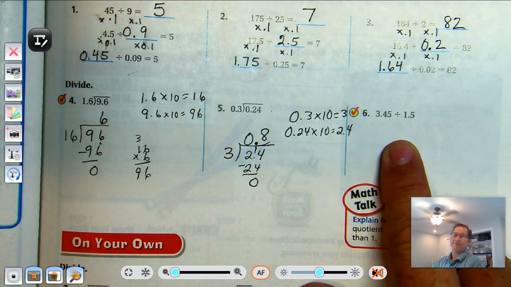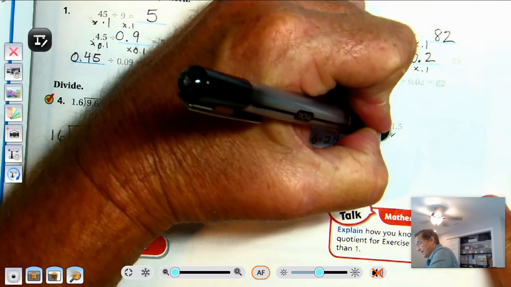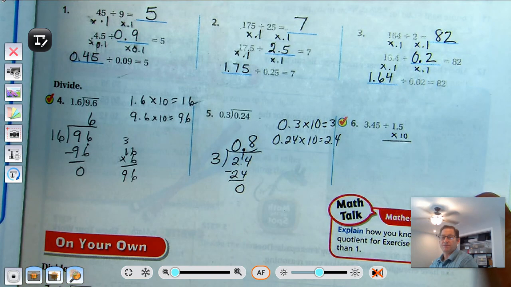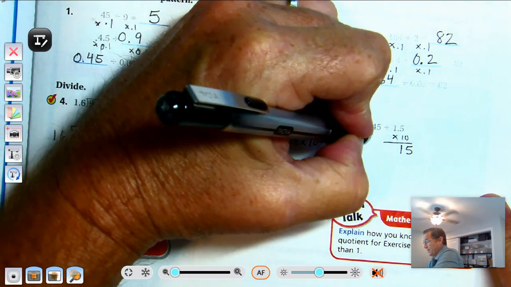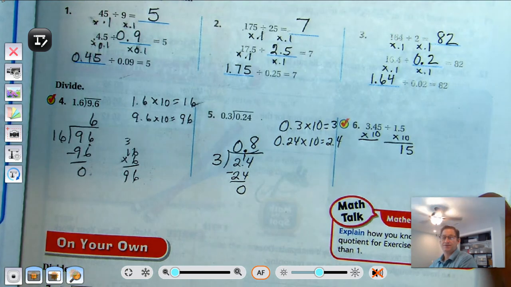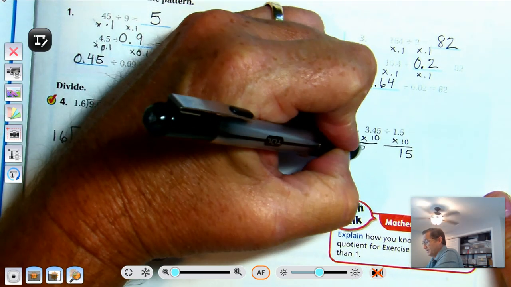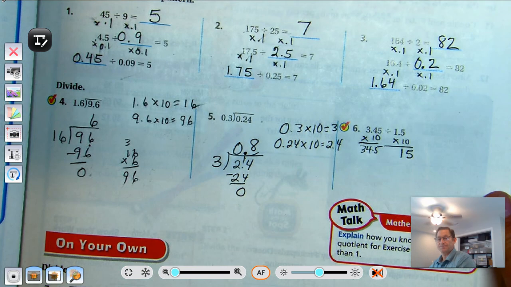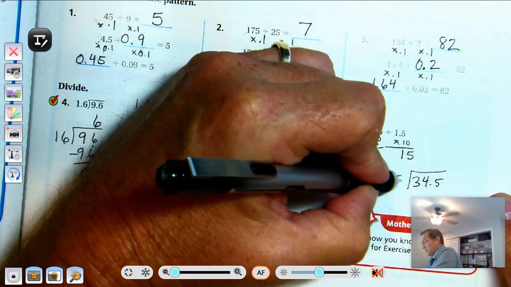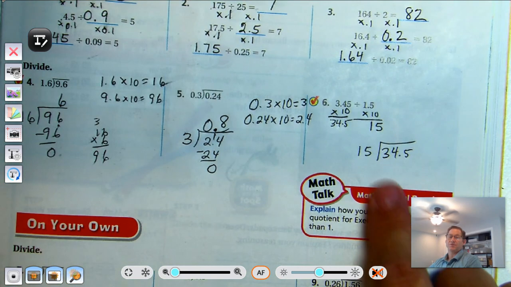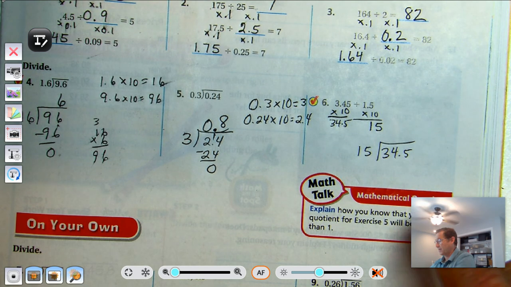Number 6, 3 and 45/100 divided by 1.5. So I want to multiply the 1 and 5/10 by 10 to get 15. I have to do the same thing to the dividend. And 3 and 45 hundredths times 10 is 34 and 5 tenths. So basically, we move the decimal point one place to the right on both our dividend and divisor because we multiplied by 10. Place the decimal.